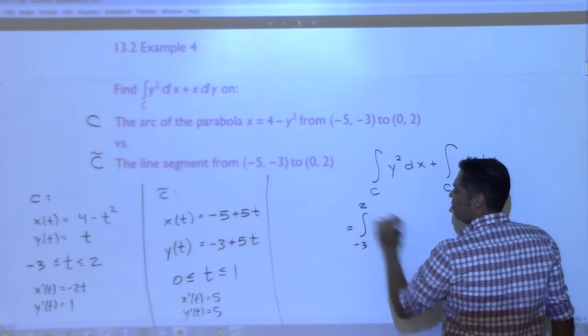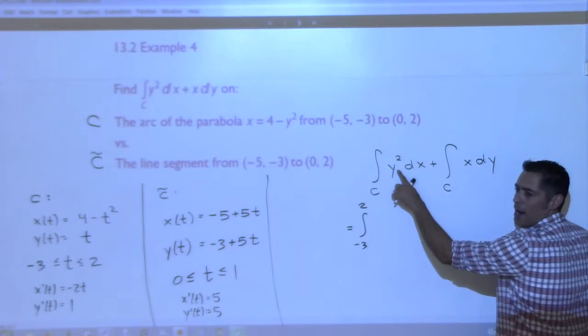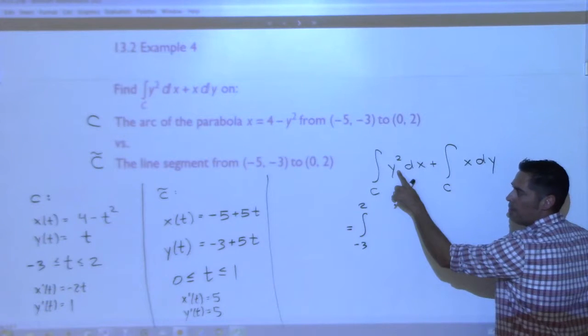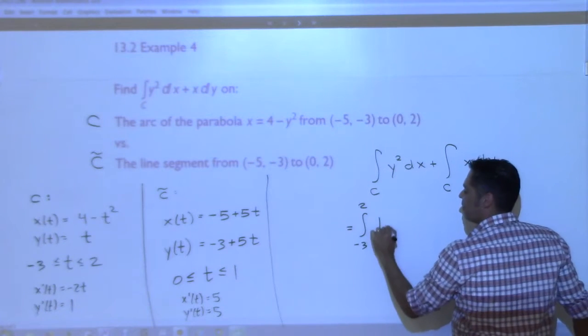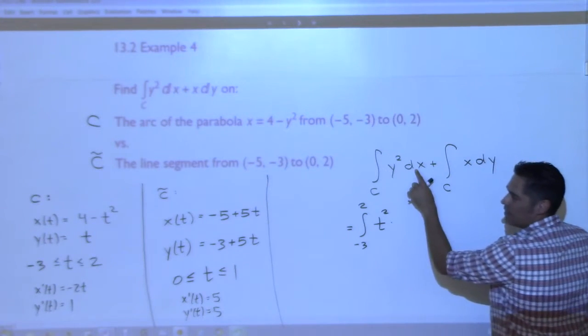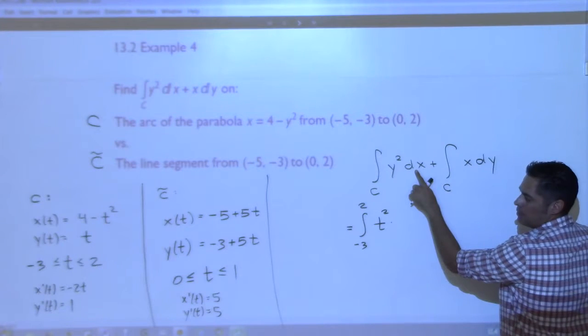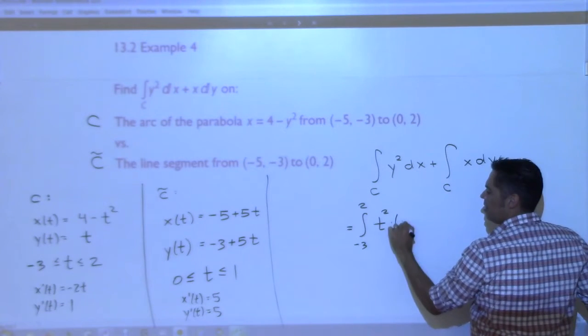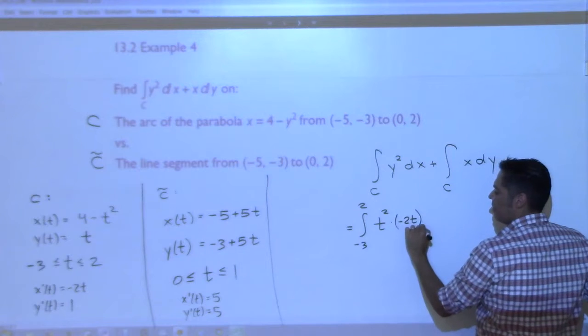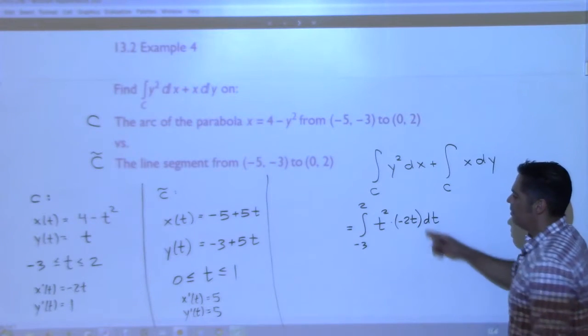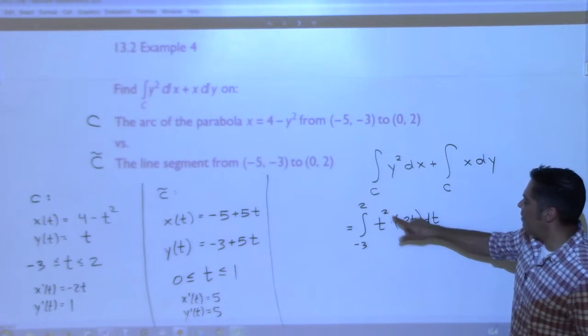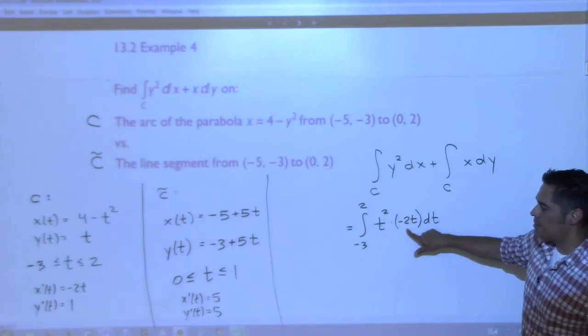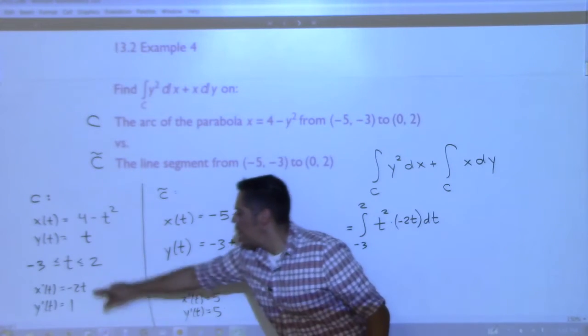-3 to 2. And I'm doing y squared. So what's y squared for us here? t squared. And then what's dx for us? -2t dt. So there's your y squared, and then there's your dx, which is this one.